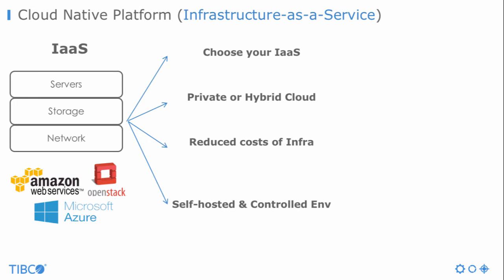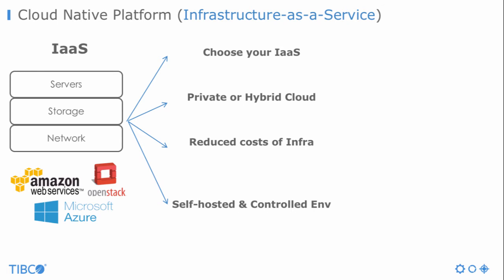Let's think about this from a more general perspective. A cloud-native platform needs an infrastructure as a service. This can be things like AWS or Azure or Google Cloud Platform, or something like OpenStack if you want to do it on-premise. And this manages the network, storage, and servers so that you can create your private or hybrid cloud and that you can self-host and control your environment.